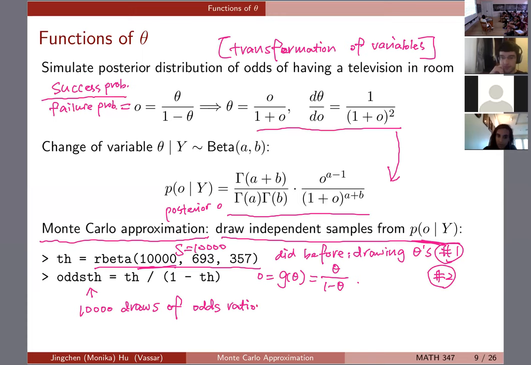And then from there, I can summarize the mean, I can summarize the variance, I can use the quantile function, et cetera, et cetera. So over there, I can do inference about odds ratio using Monte Carlo approximation. And the guarantee was written a couple of slides earlier. If you are using Monte Carlo approximation, it's not only applicable for the parameter itself, but also for functions of the parameters. Okay.